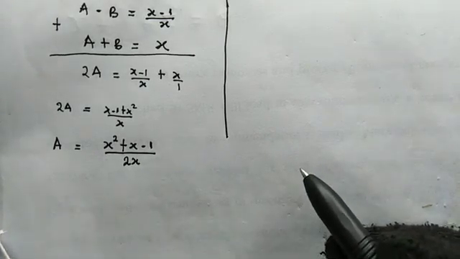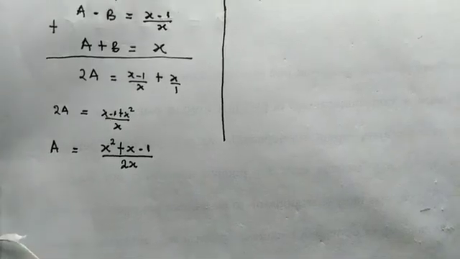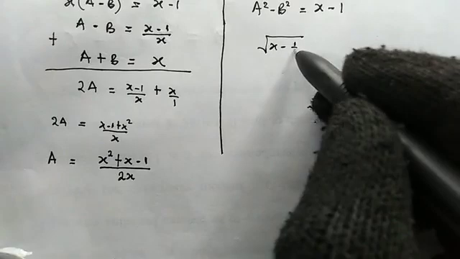What if we try finding the value of b? Because we can go ahead and solve for x from this equation. We have the square root of x minus 1 over x.